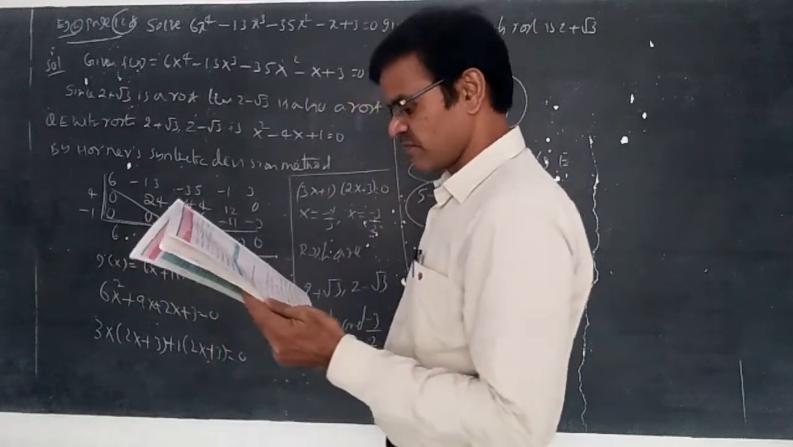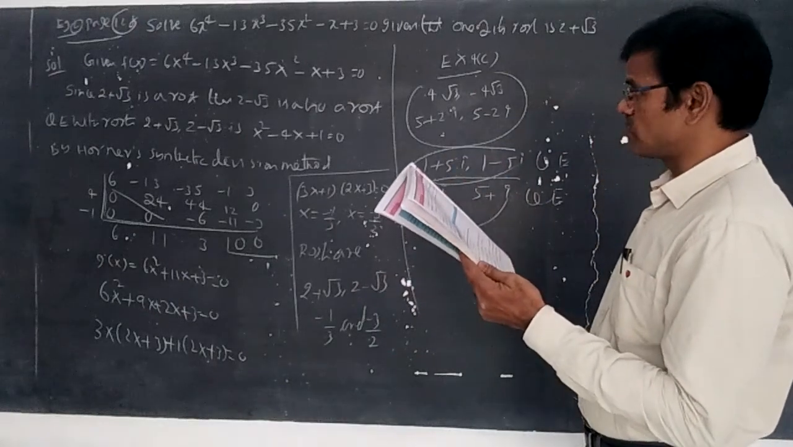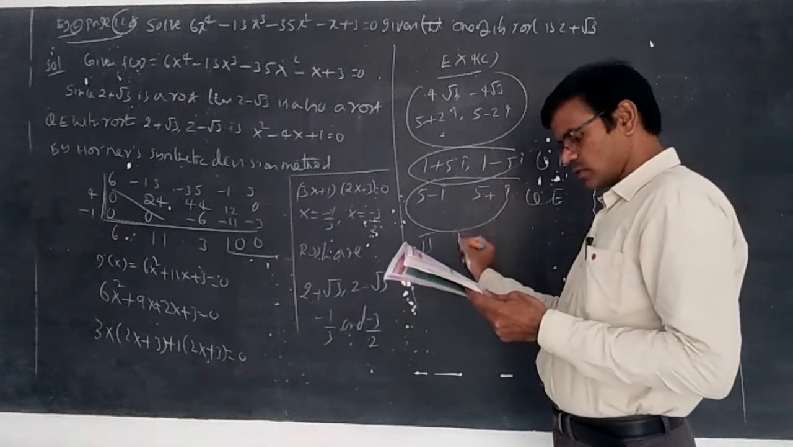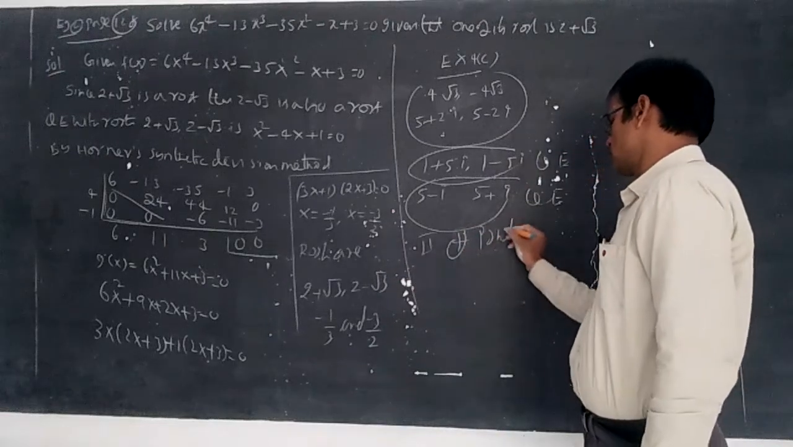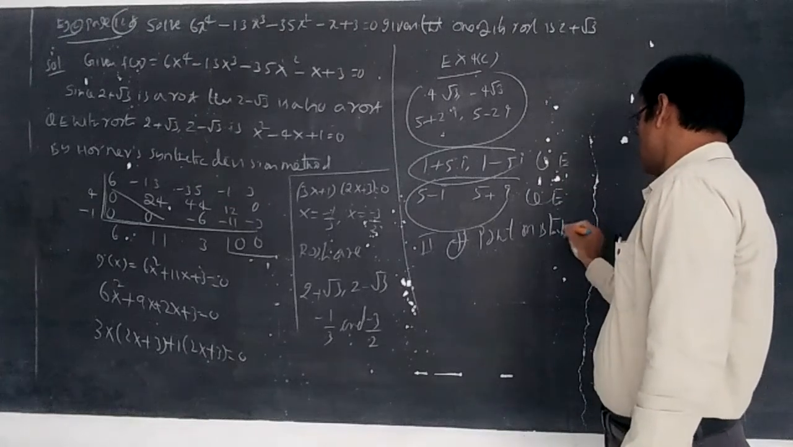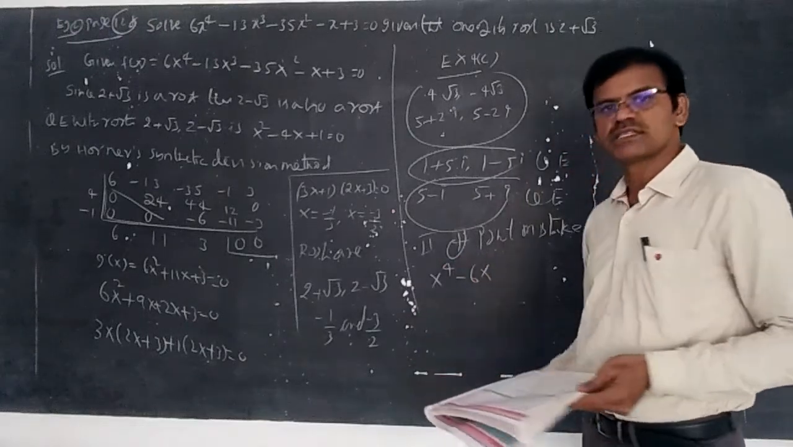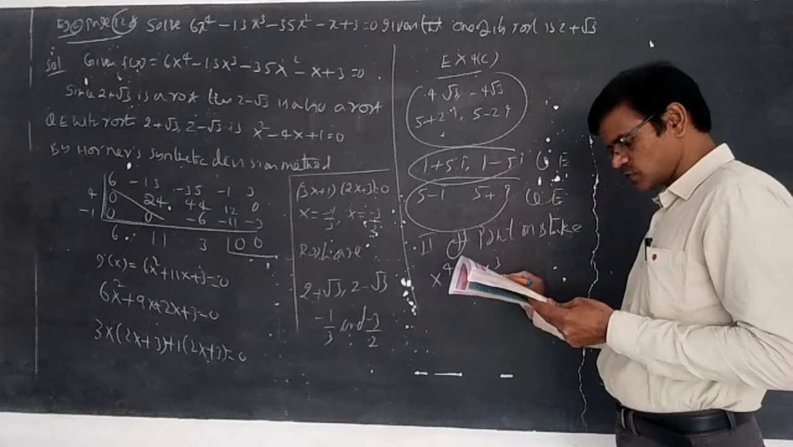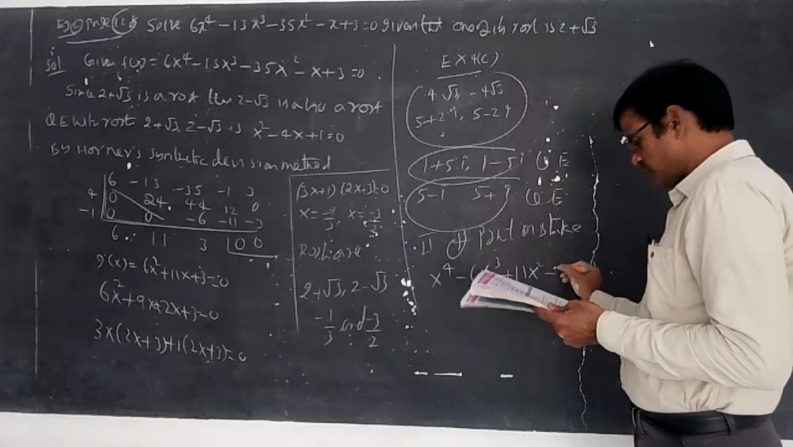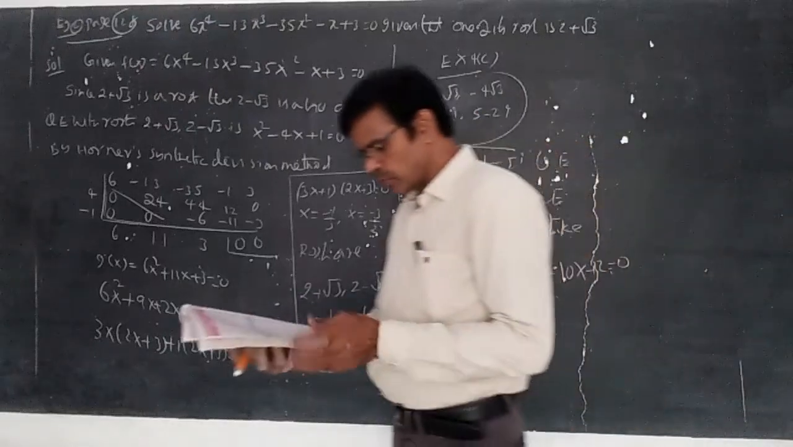2 minus root 3. Roman number 2, fourth, you can also do by this method. 2 plus root 3, x power 4 minus... there is a print mistake. Just correct the print mistake in Roman number 2, fourth question. Write the question like this: x power 4 plus is there in your textbook. I think plus is not correct. You put minus. X power 4 minus 6x cube plus 11x square minus 10x plus 2 is equal to 0. This is okay. Given root is 2 plus root 3.